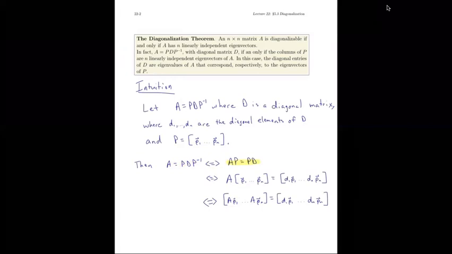Right? So it's probably better that we could even have started with this expression right here, and then derived the other, because what we don't know is whether or not P actually has an inverse unless we assume that A is diagonalizable. So what I'm writing down is just the general statement here: A times a matrix P is equal to P times a matrix D, where D is a diagonal matrix.